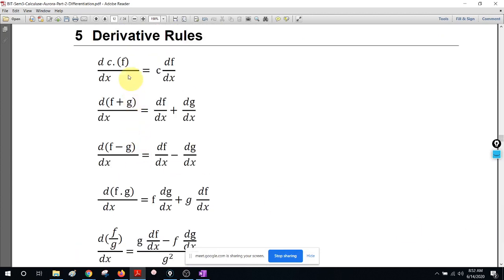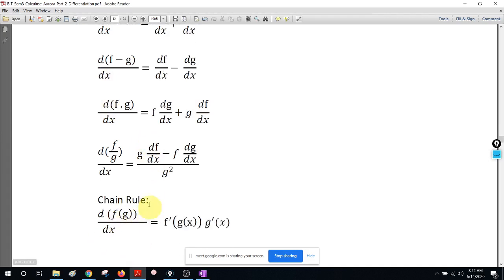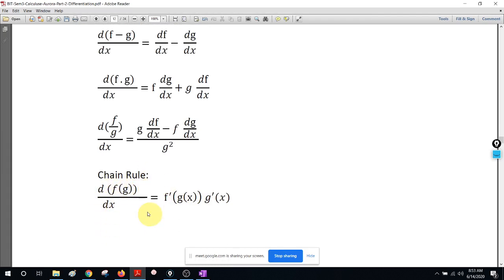So we did 1, 2, 3, 4. We did all these five rules, but I didn't do the chain rule, which I am going to cover in the next session, when we are doing the past papers. Other than that, everything is done.